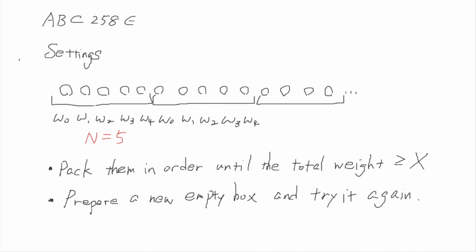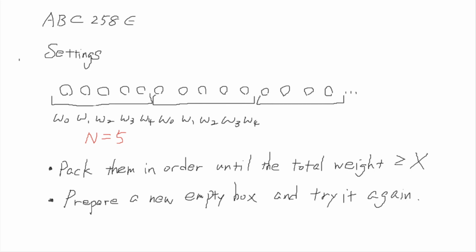Hi guys, today's problem is Task E of AtCoder Beginner Contest 258. Here are the settings. We have infinitely many potatoes in a row, and we know the weight of the potatoes. It is denoted by W, and the potatoes are periodically arrayed.